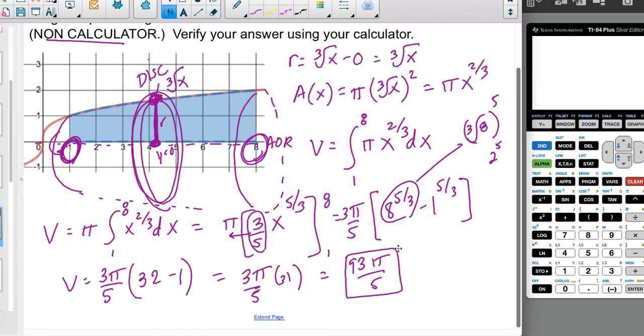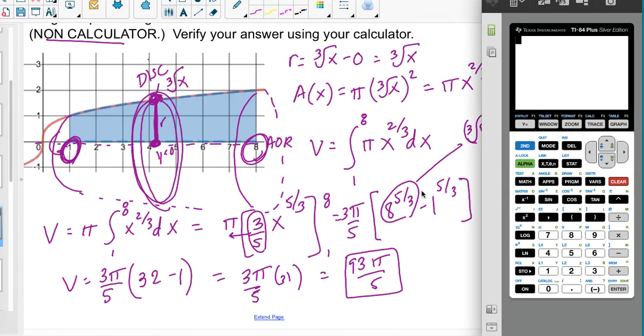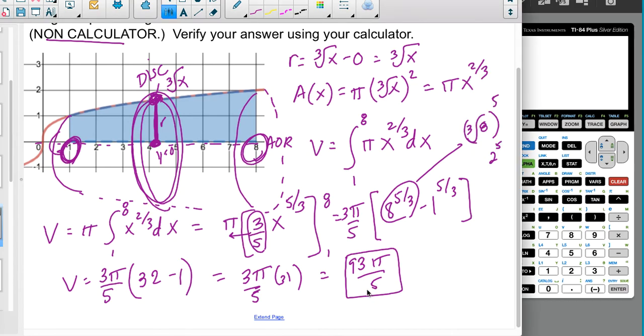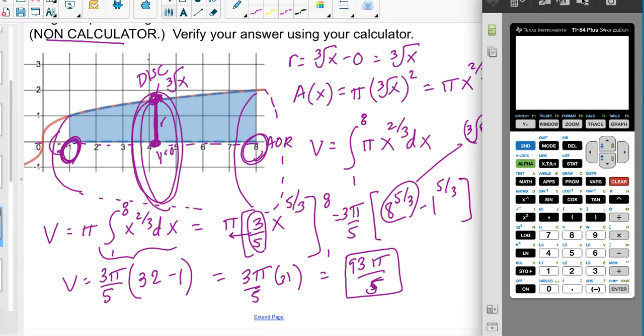Now, the trick here is if you want to check it on your calculator, there are two options. You can either check it on your calculator, get a decimal that you can't math frac because of the pi, and then just type in 93 pi over 5 and see if it's the right answer. Or you could integrate the thing without the pi. You could integrate just this, see what you get, and then put a pi after it. That's usually the easiest option.